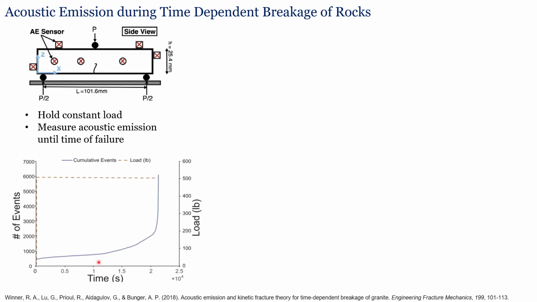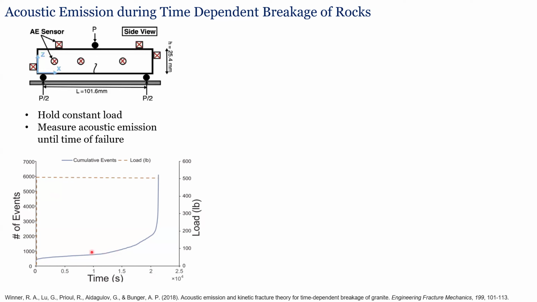Here's an example of the cumulative events over time. This experiment ran for a bit over 20,000 seconds, so like 8 hours. And we can see acoustic emissions being generated through that entire period. And this is under a constant load. So this is the load here. And so this is sometimes called in the literature brittle creep. It's creep-like because of that.